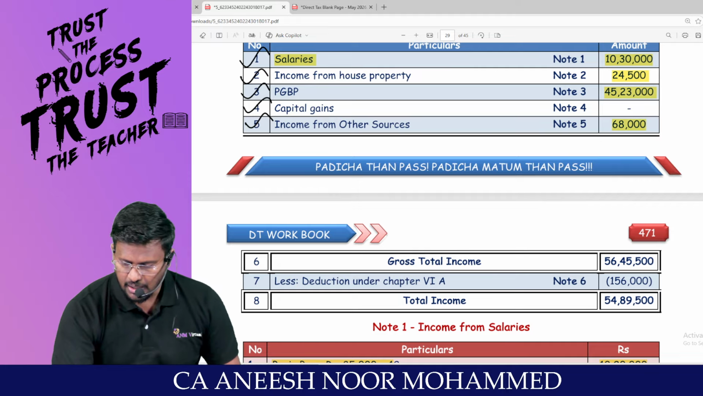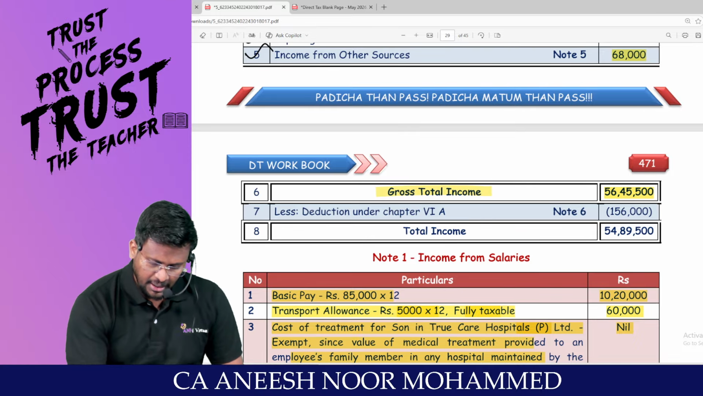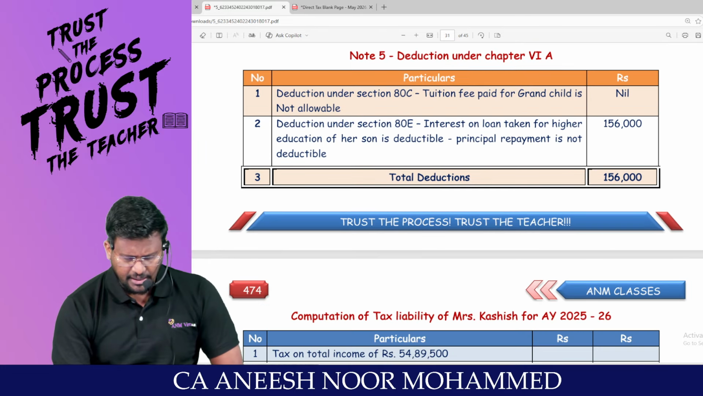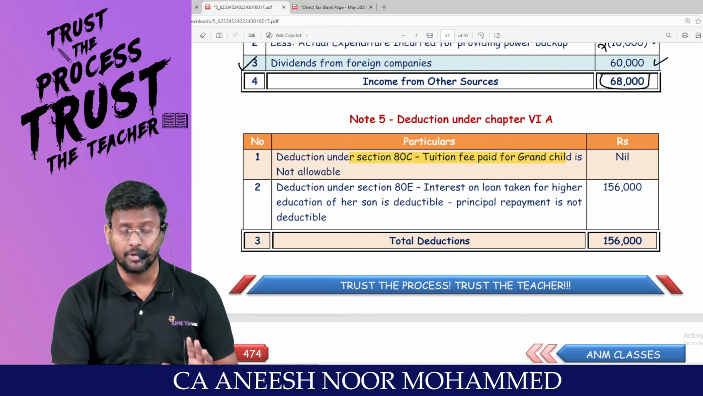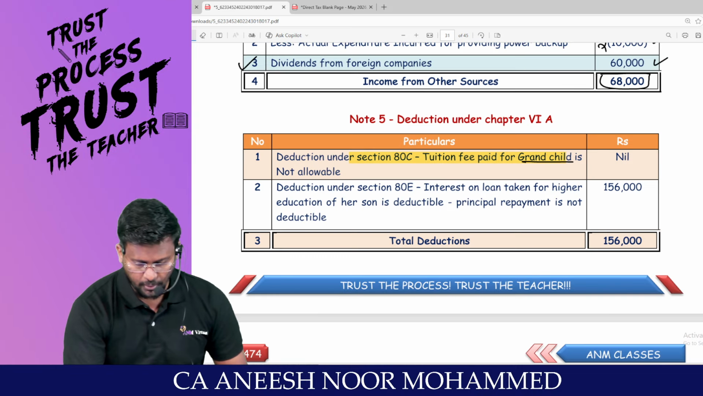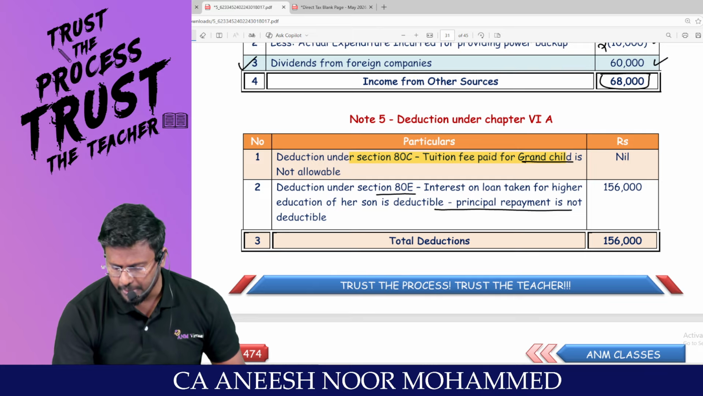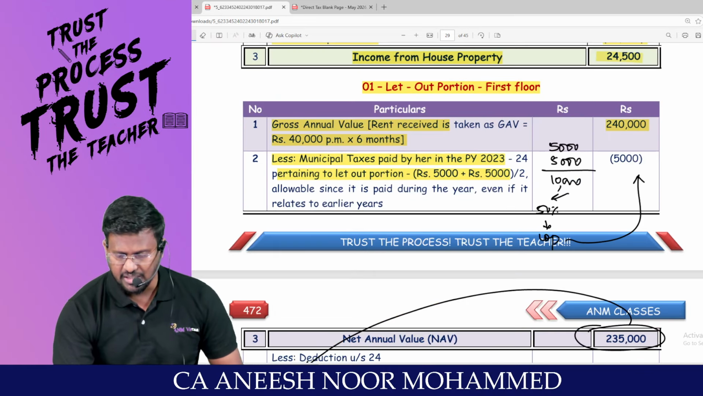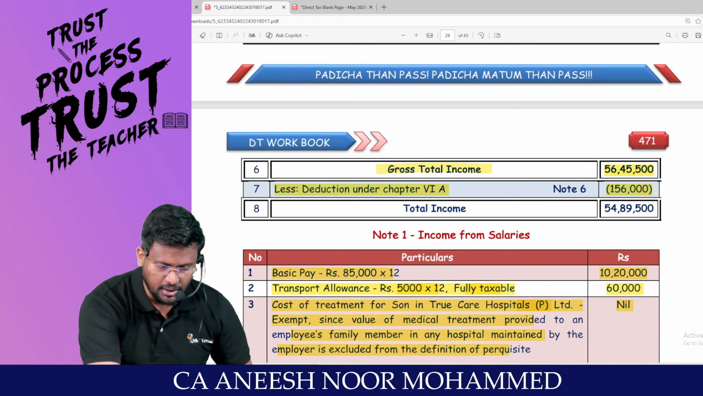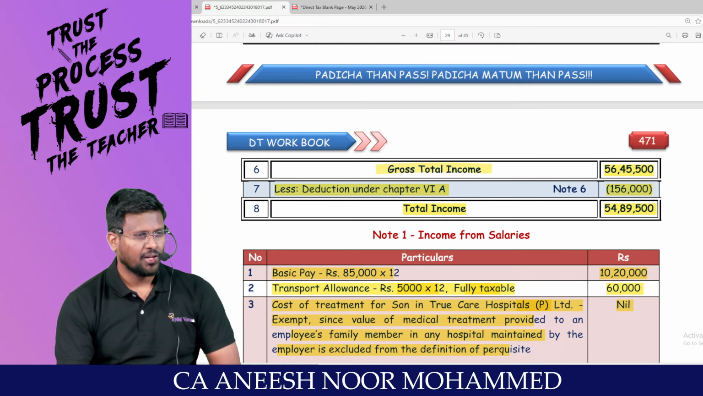My dear lovable students, the gross total income is 56,45,500. Am I right? Less: deduction under Chapter 6A. There are so many Chapter 6A items given, like tuition fee, not allowed because the assessee is wrong; the tuition fee has been paid for grandchildren. Not allowed. Deduction under 80E. My dear lovable students, under 80E, interest will be allowed, principal will not be allowed. So 1,56,000 can be claimed. So from the gross total income, if you reduce Chapter 6A, you will get total income of 54,89,500.